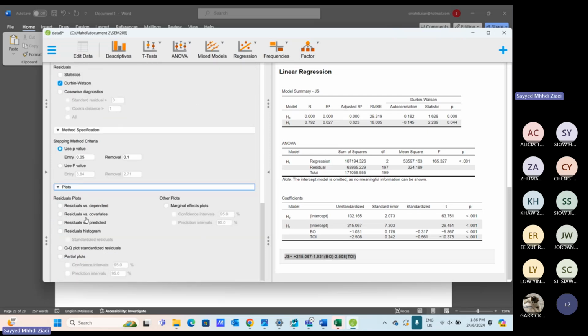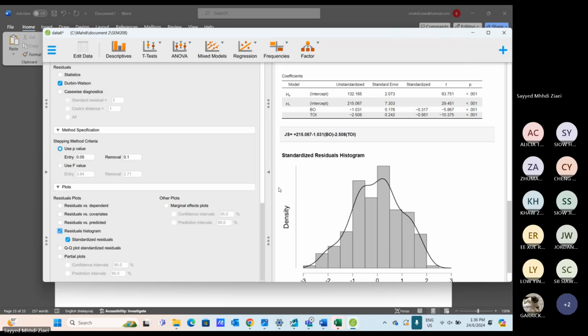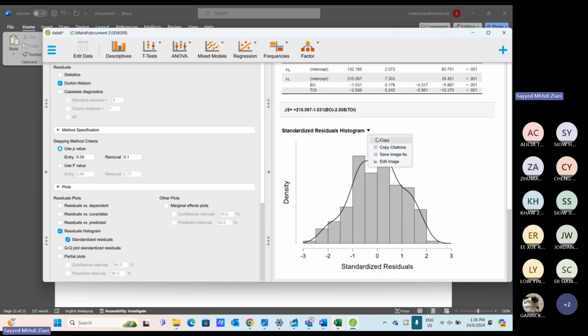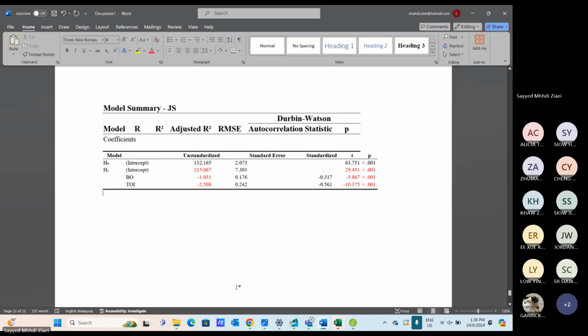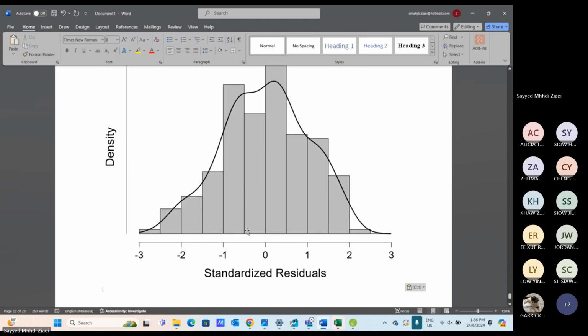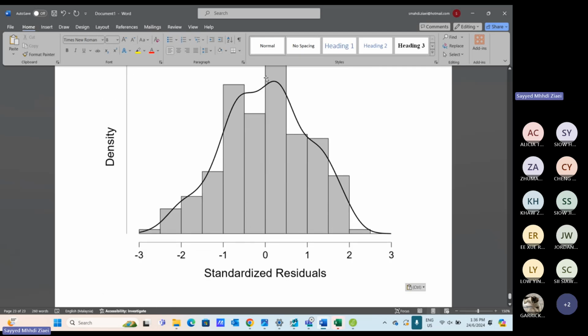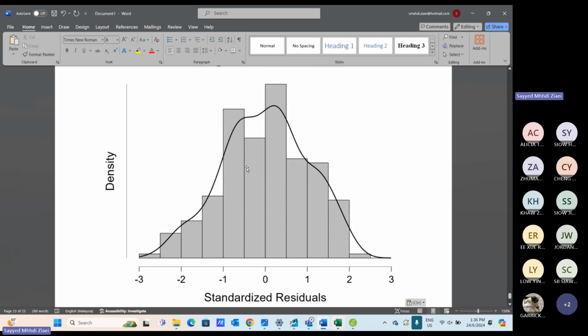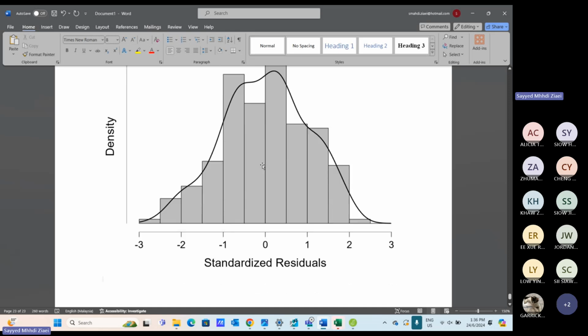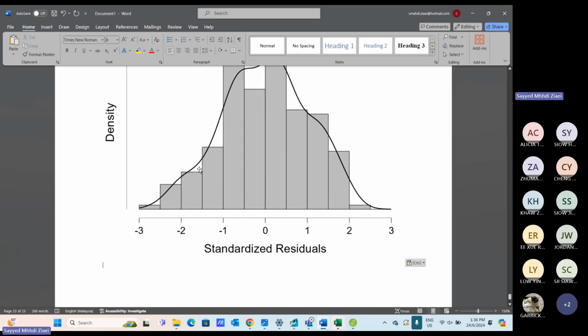Okay. If you want to find the residual histogram to find the normality test, you can use this option. So we have normal distribution, very good. This one is normal distribution. The graph shows that we have a symmetrical graph. It means we have a normal distribution.